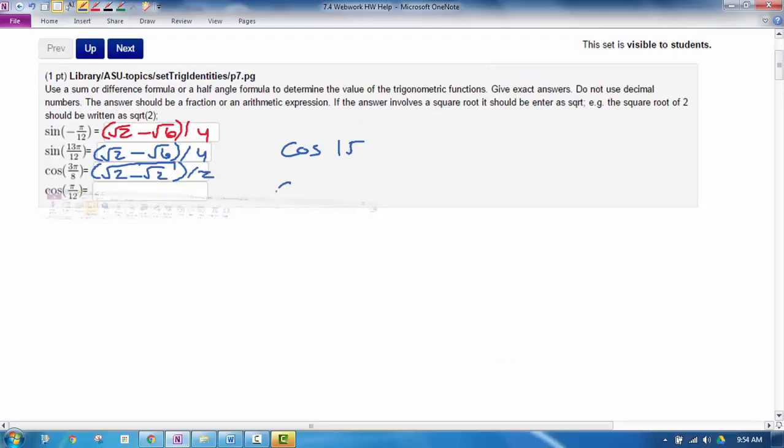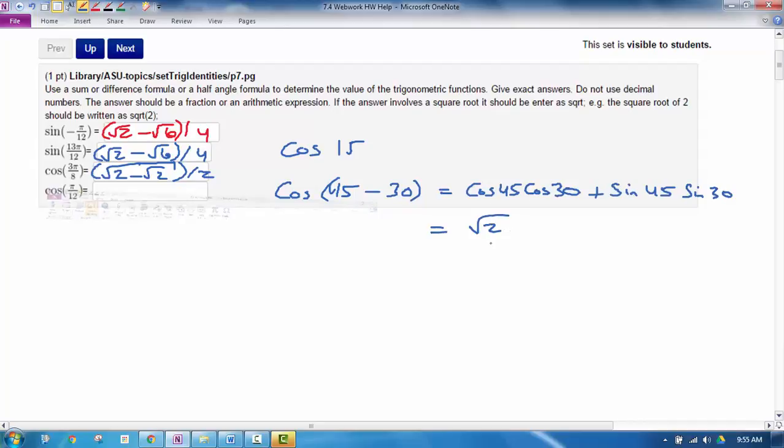All right, and the last one, pi over 12, is really 15 degrees. Once again, there are different ways to do it, but I'll make it 45 minus 30, and then use the cosine of a difference formula, which is this right here. And then simplify: the cosine of 45 is square root of 2 over 2, cosine of 30 is square root of 3 over 2, sine of 45 is square root of 2 over 2, and sine of 30 is 1/2.